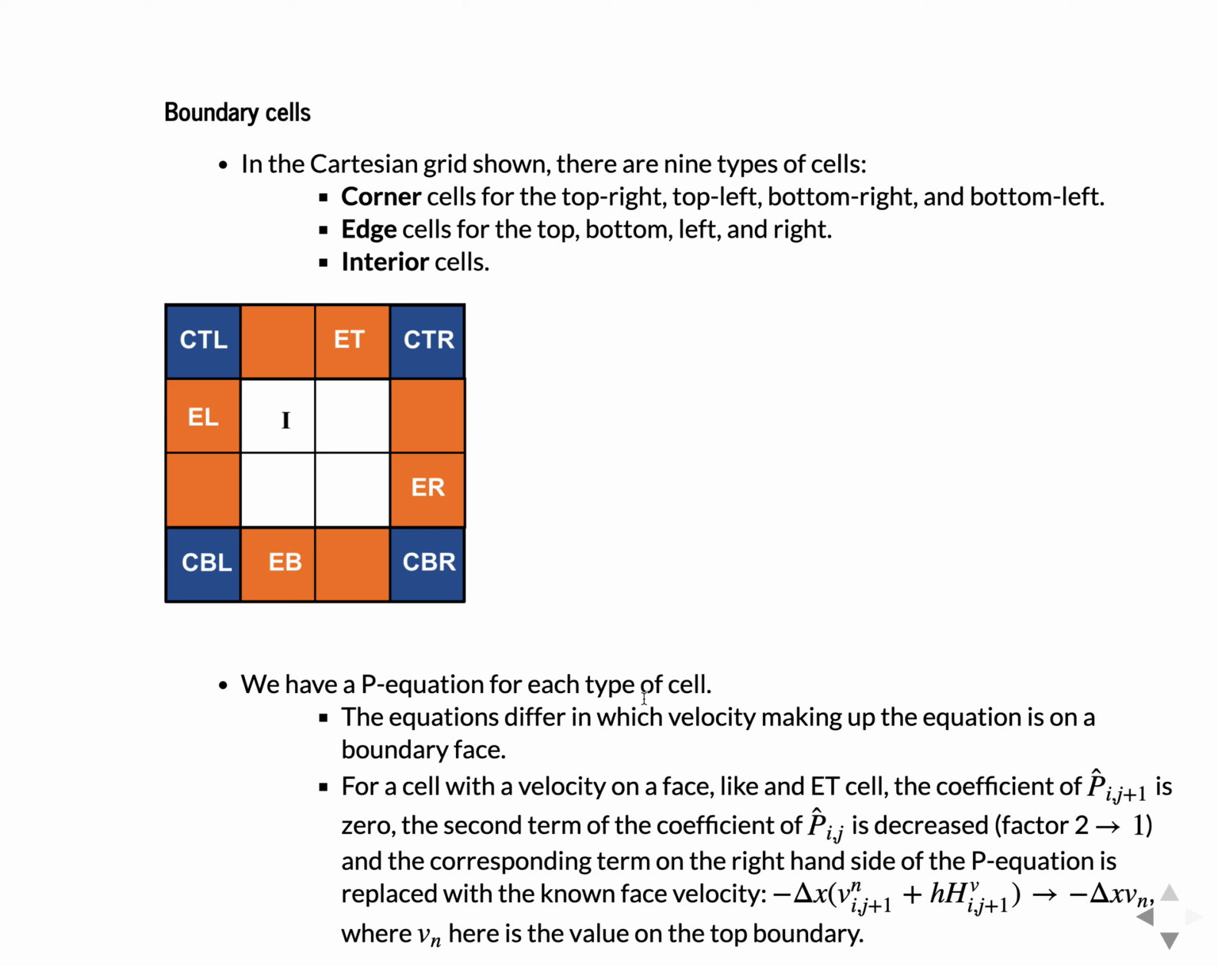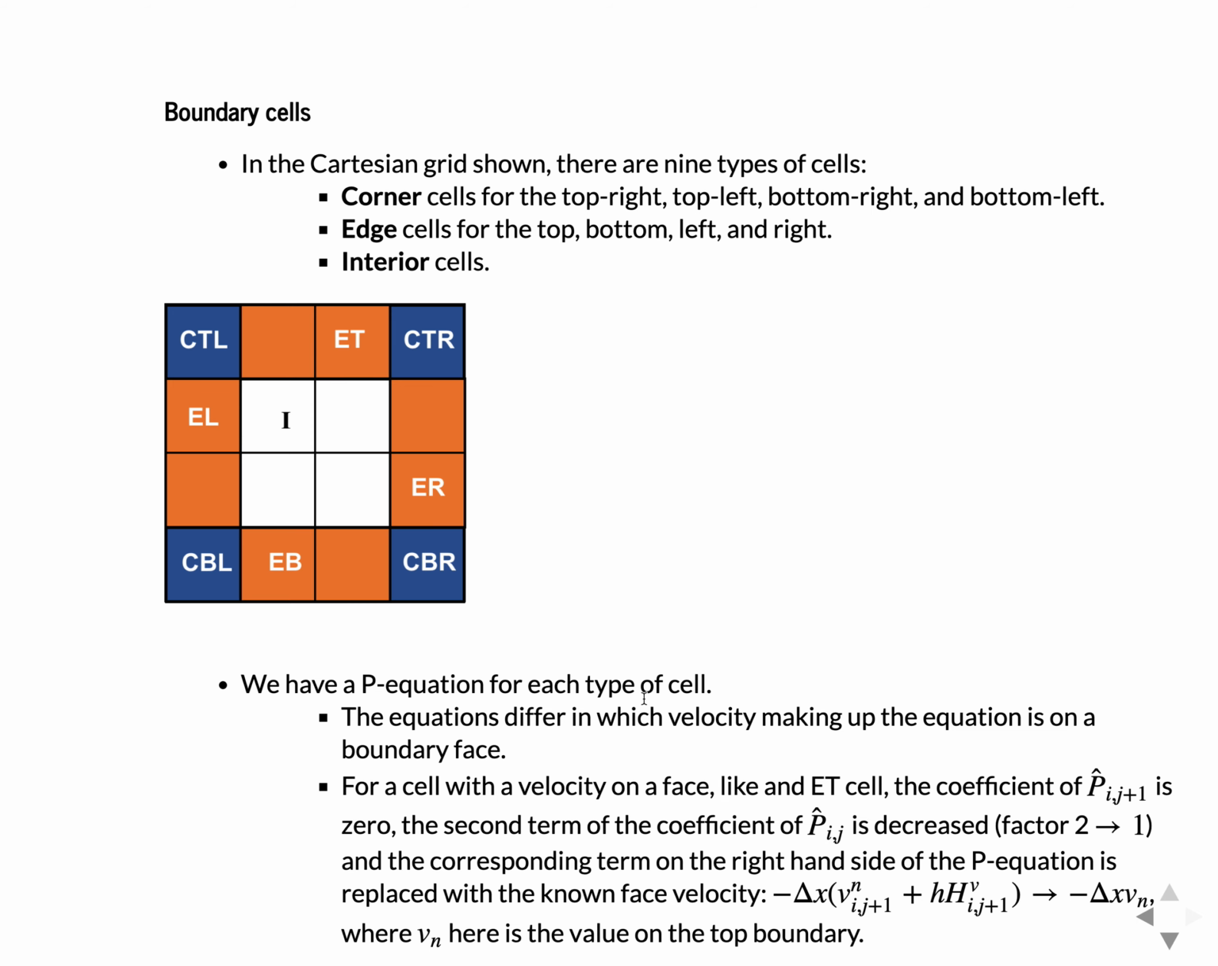We have a p equation for each type of cell, and the equations differ in which velocity making up the equation is on a boundary face. For a cell with a velocity on a face, like an edge top cell, the coefficient of Pij plus 1 is 0, the second term of the coefficient is decreased from factor 2 to factor 1, and the corresponding term on the right-hand side of the p equation is replaced with the known face value.